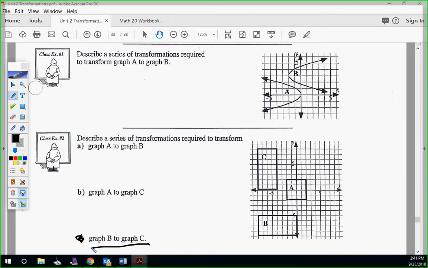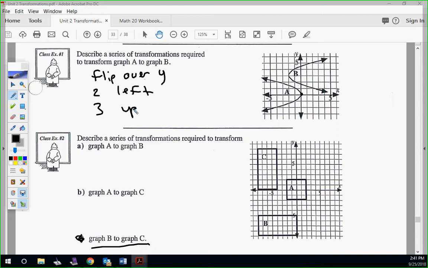Okay, so describe a series of transformations to get A to B. So let's just talk about it. Did it flip over the y-axis? Yeah, flipped over the y-axis, right? Has to do this flip over the y. So we know it's a flip over y. Okay, so if it flips over y, I'm right here. What do I need to move now? 2 left and 3 up, if you can't see it. Okay? That's the movements.